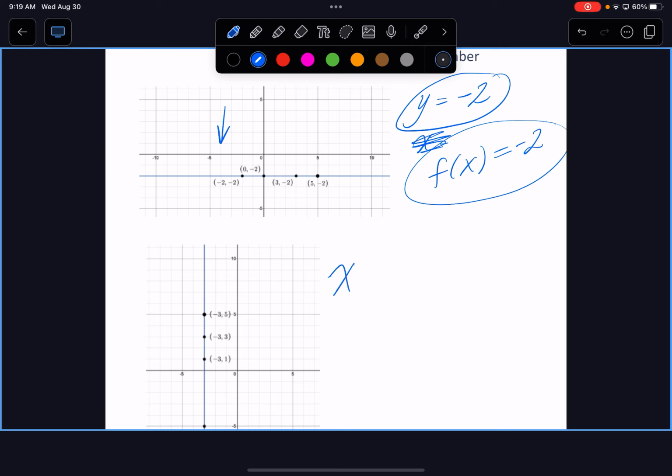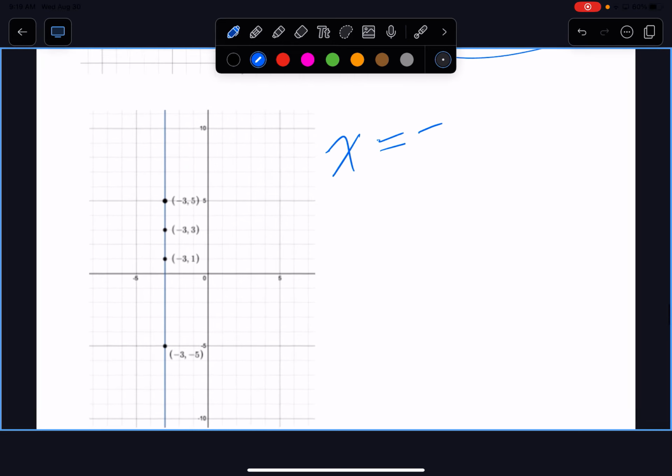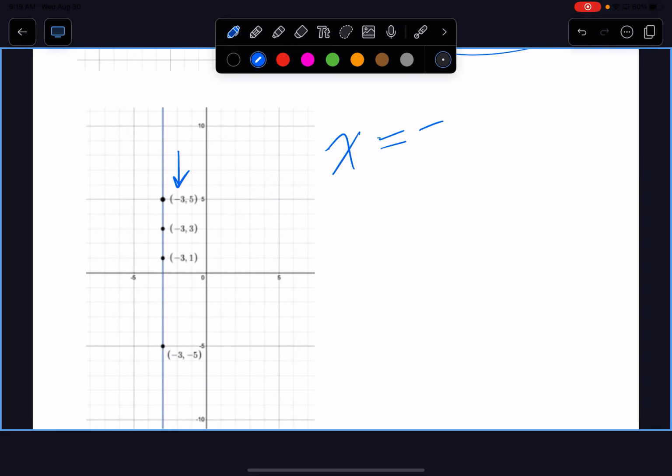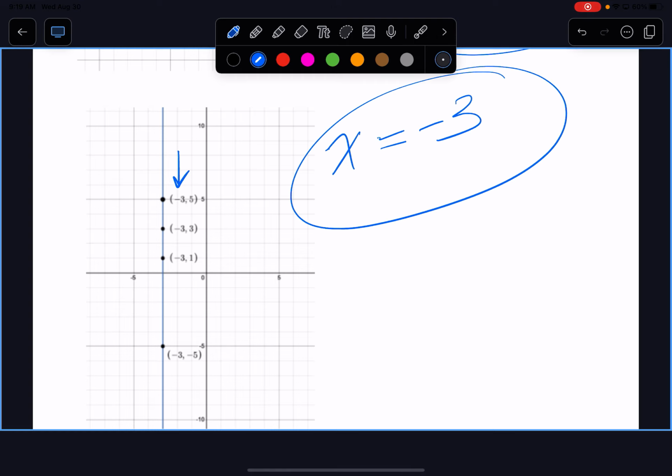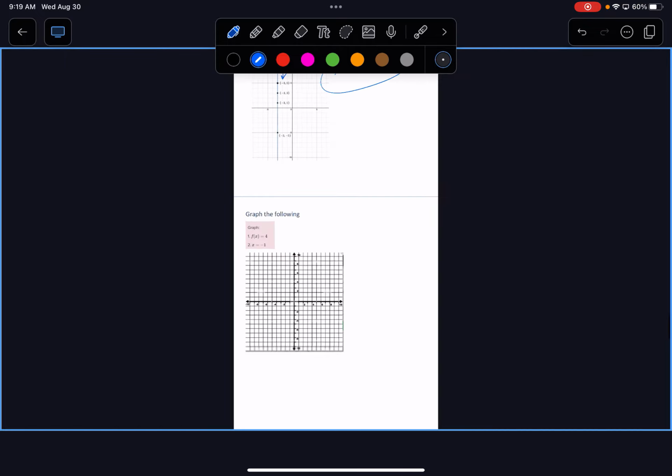Right here, it's x equals, isn't it? What does x equal every time right there? Yes, look at the x's. What do they always equal? -3. Then somebody last hour pointed out that you couldn't write that one as f of x. You're right. f of x is y, so you can't write f of x equals -3. All right, awesome. We're almost done.